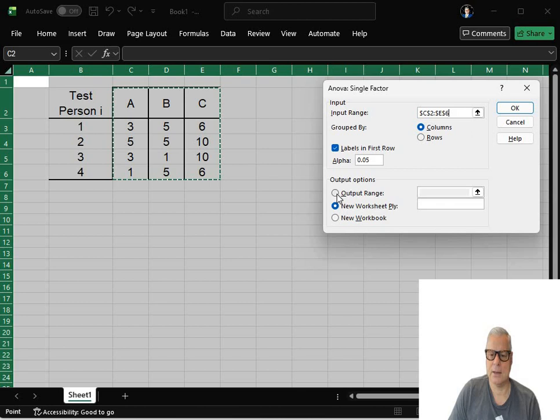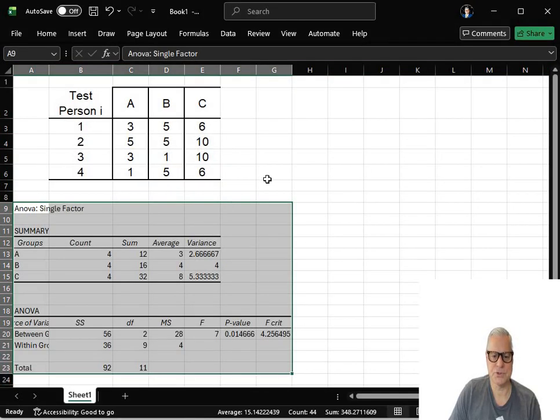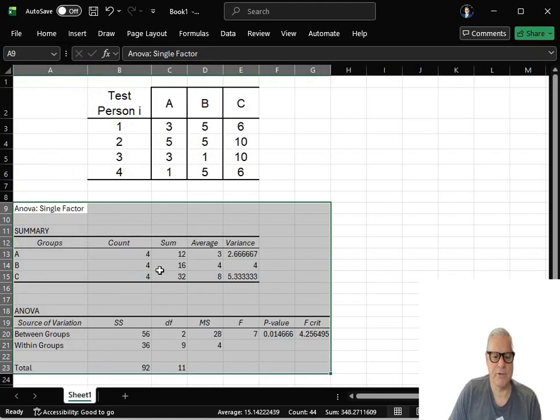And then, yeah, I just put the result here on the same page, maybe here. And then if you click OK, we should see the result. So now you see ANOVA single factor, A, B, and C. And we see the sum in each group and the averages, the 3, 4, and 8. We also get the variance.